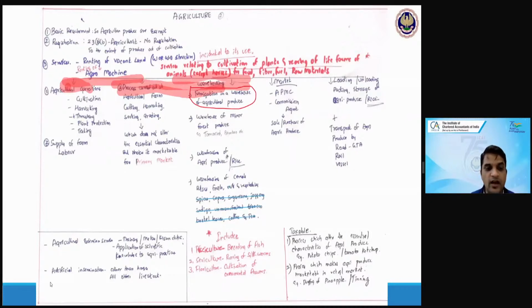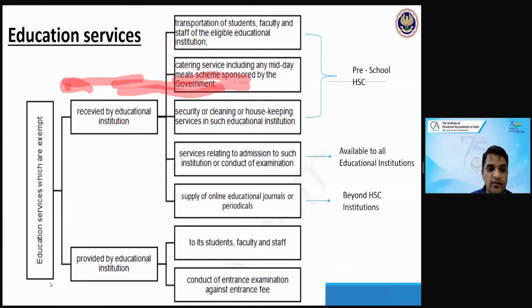Okay. Then after agriculture services, what did we read? We read on the educational services. Yeah, we were somewhere here. I think we had read this. We will have to go through the examples of the circulars in this regard now.